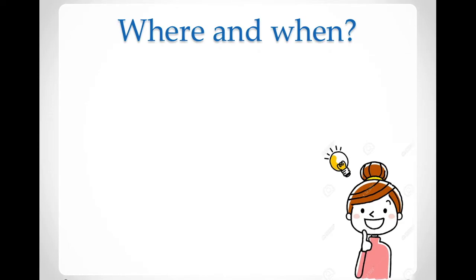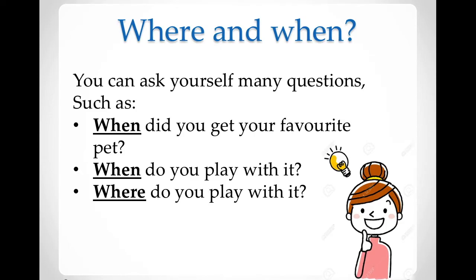Where and when? You can ask yourself many questions such as, when did you get your favorite pet? When do you play with it? Or where do you play with it? So you can choose one of the 3 questions and you can answer it on a piece of paper. Remember to pause the video to give yourself time to write out your whole sentence.